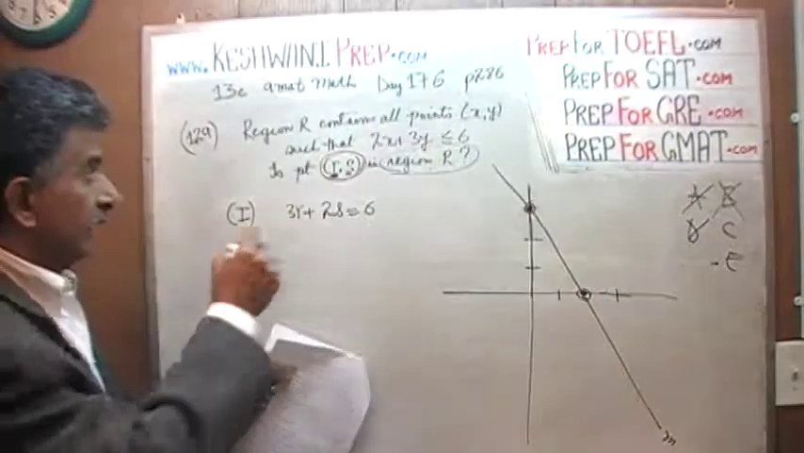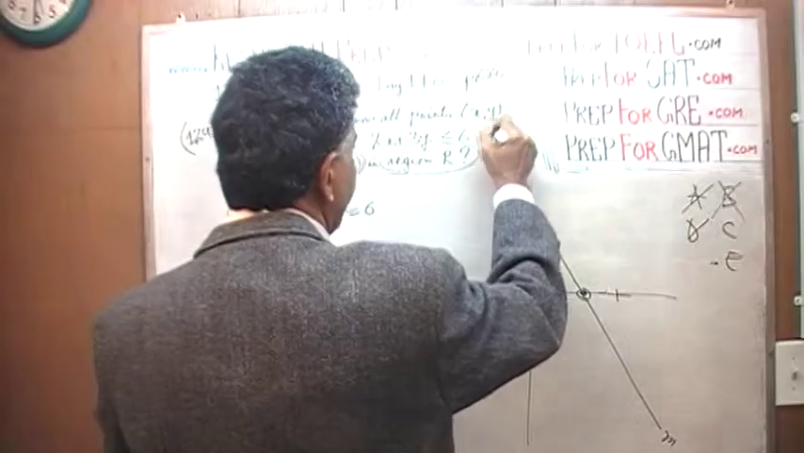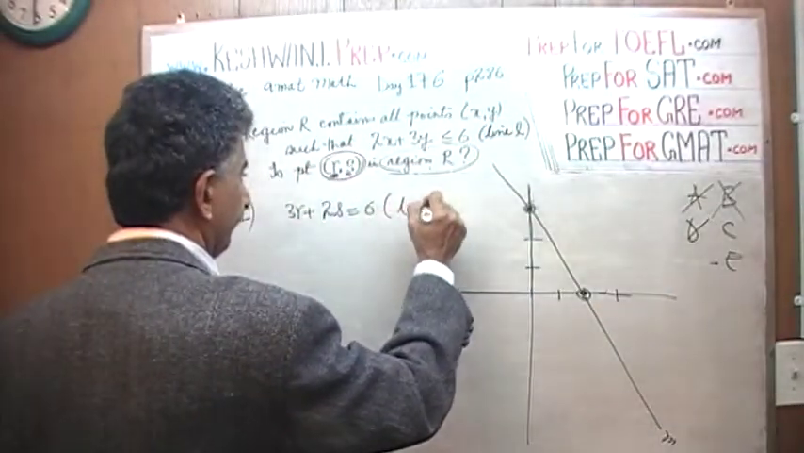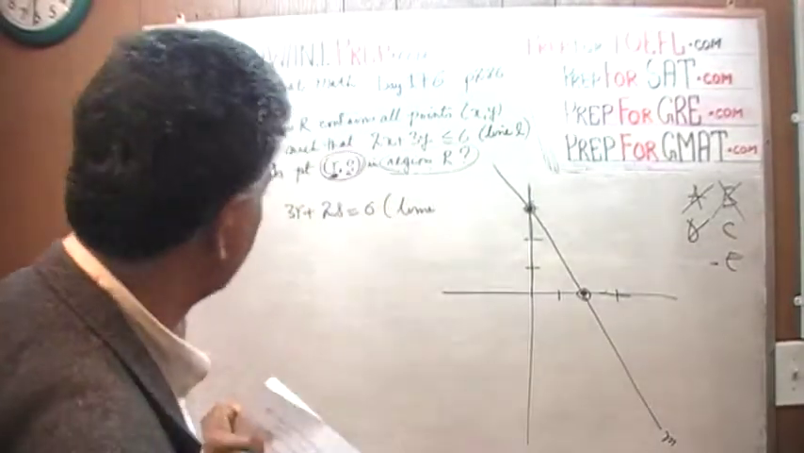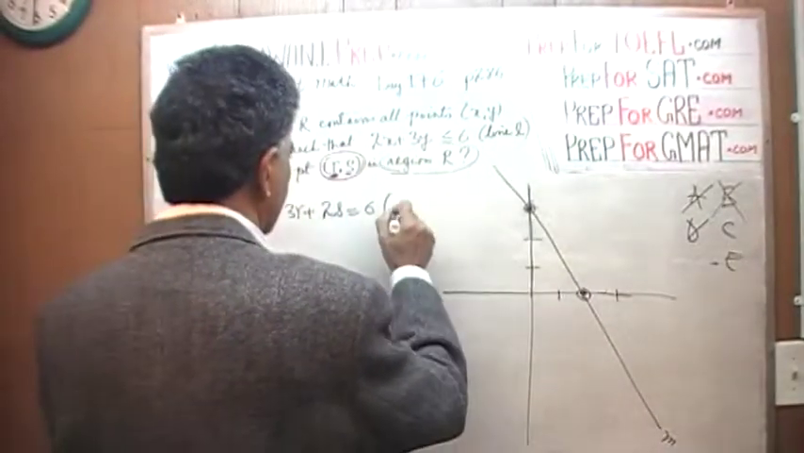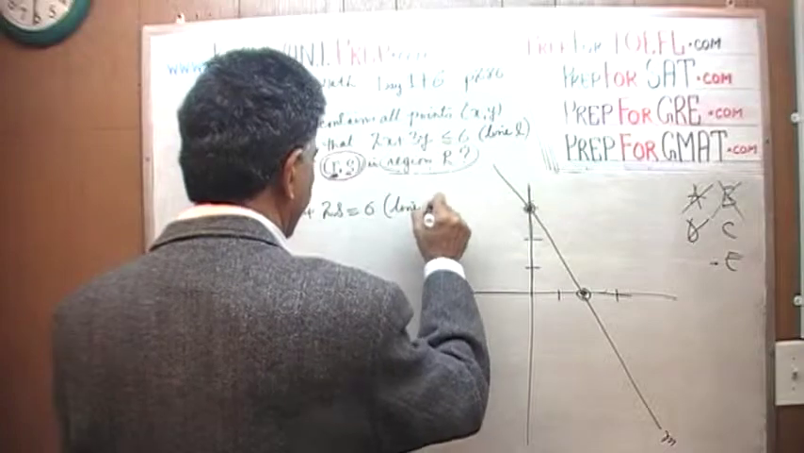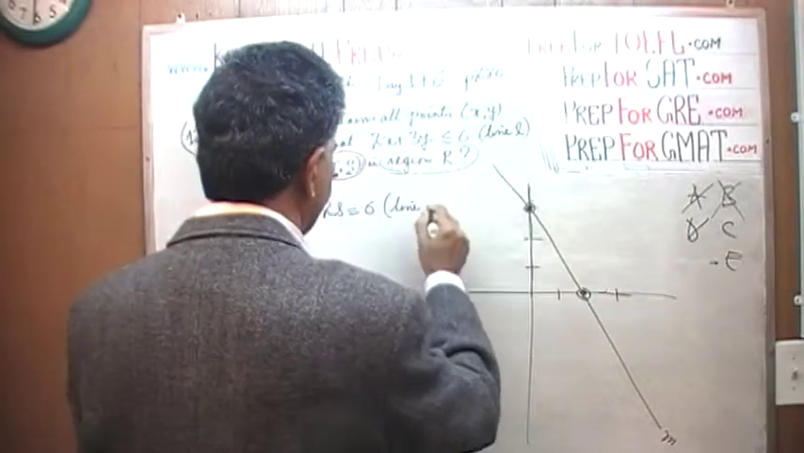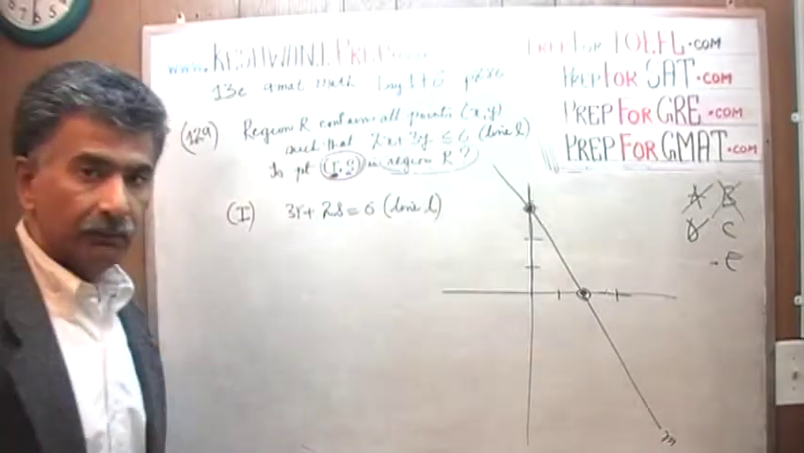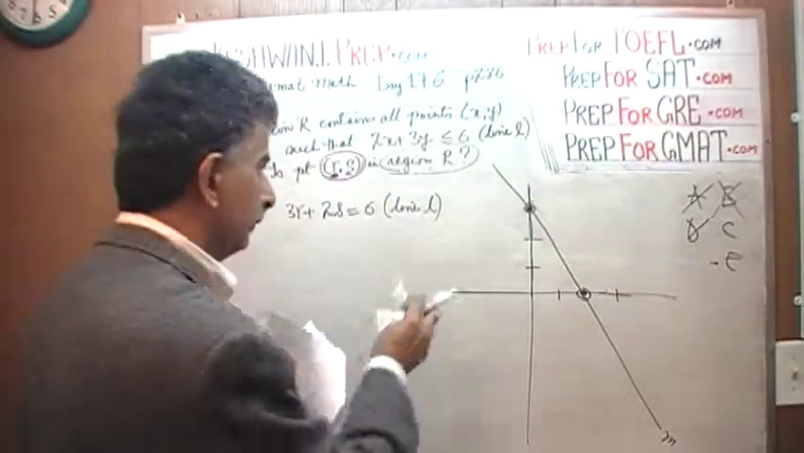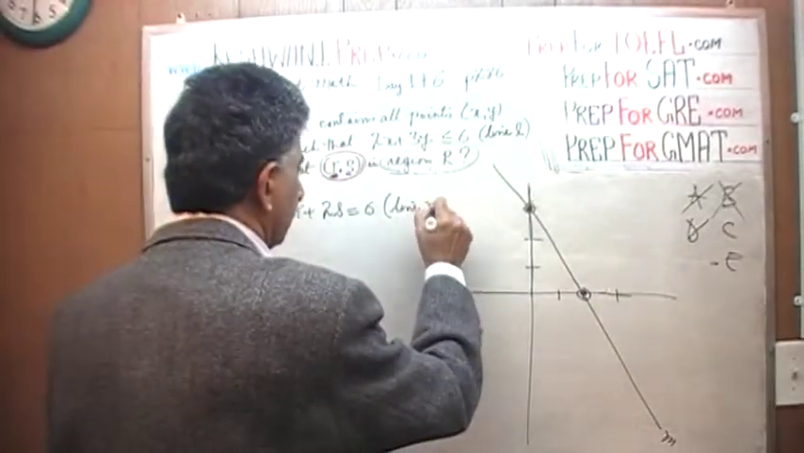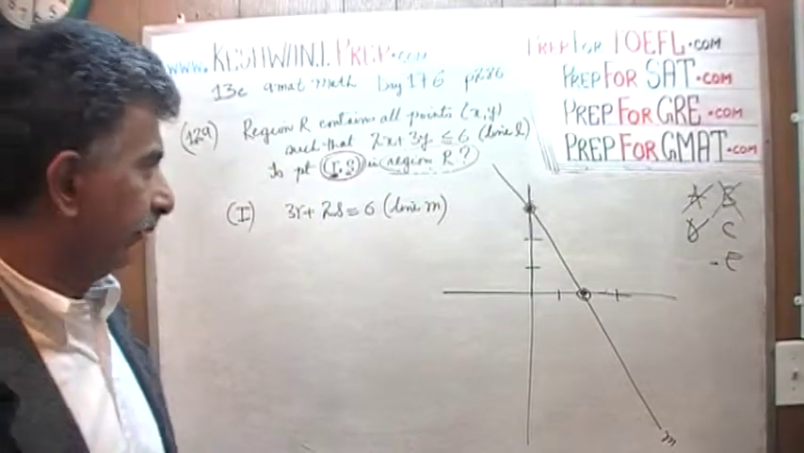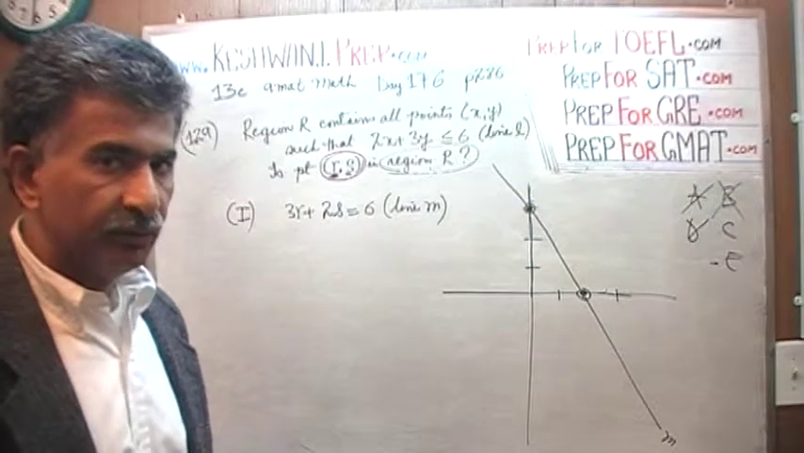This is not the original line. This is not the line L. This is what we define as line L. This is line M. This came from the first statement. As I said, we will worry about line L at the end. Let's first look at the two statements individually.